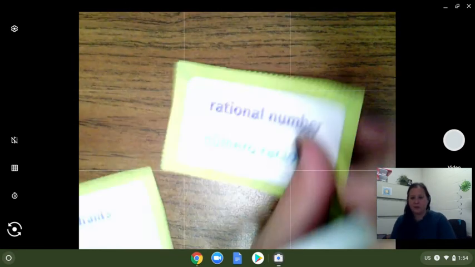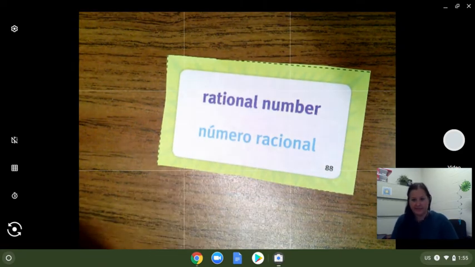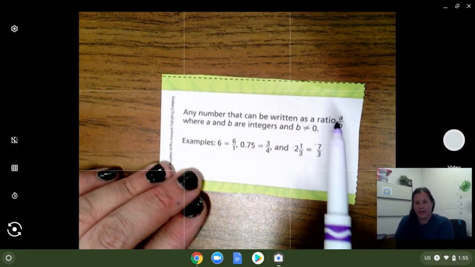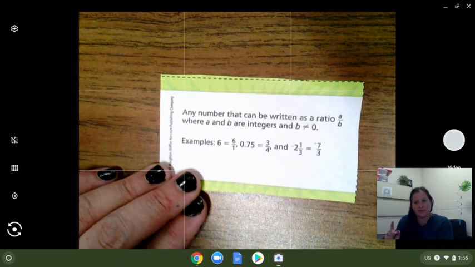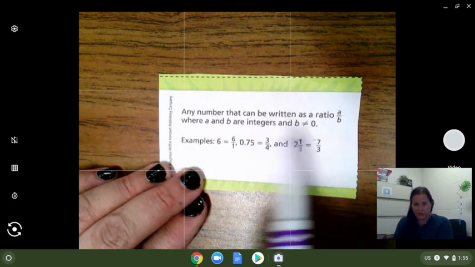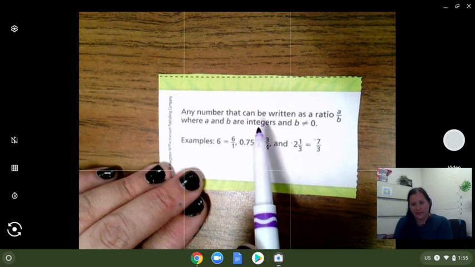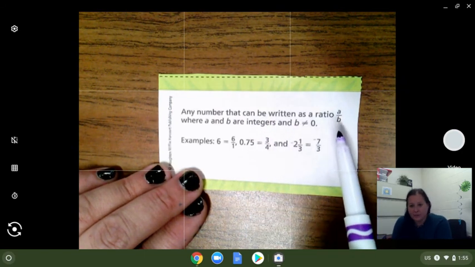Chapter 3 is all about rational numbers. This is a word that will be on the test, so make sure you understand this by the end of chapter 3. A rational number is any number that can be written as a ratio, a over b, or a fraction. It could be even a whole number, like the number 1 can still be written as a fraction, 1 over 1. So any number that can be written as a fraction, a ratio, where a and b are integers, which means they're both positive or negative numbers. Could be any negative or any positive. But b, the bottom number, the denominator, does not equal 0.